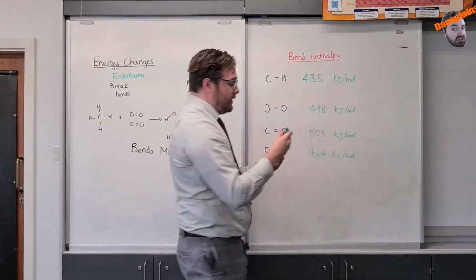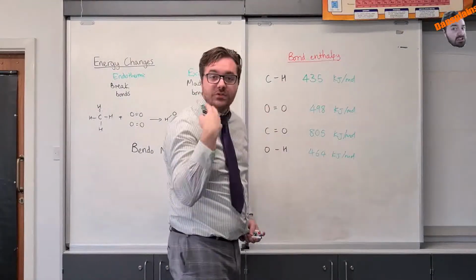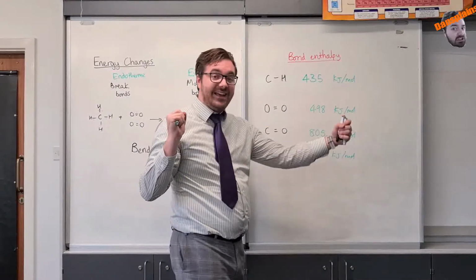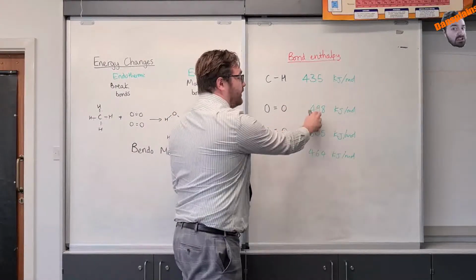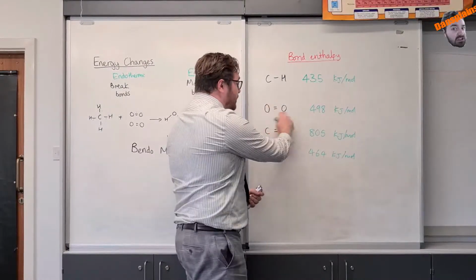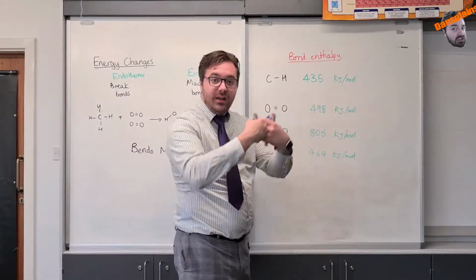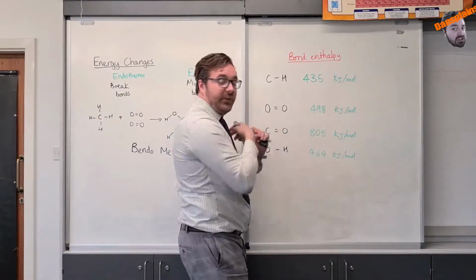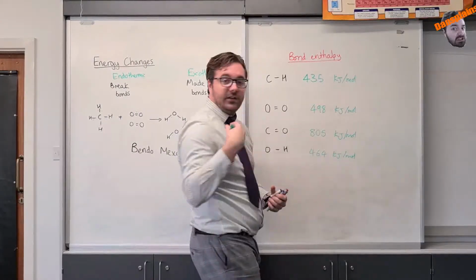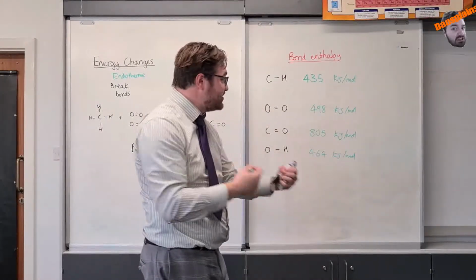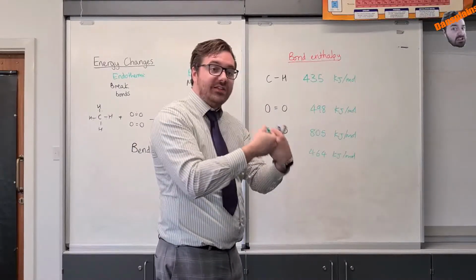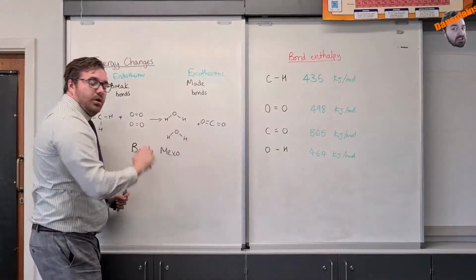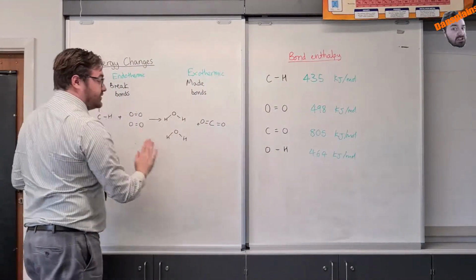That means that if I put 435 kilojoules into a mole of the C to H bonds, I will make them separate into C and H alone. If I put 498 kilojoules per mole into an O double bond O, it would separate into two O's. Also, if I had two O's and they came together, I would make 498 kilojoules per mole. That's the energy required to break, or the energy that is made when they are made. That makes it very easy to work out our reaction.